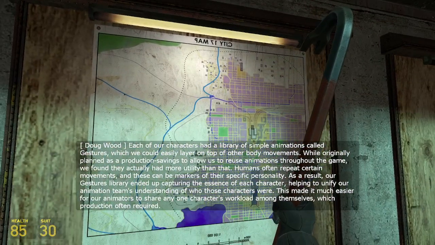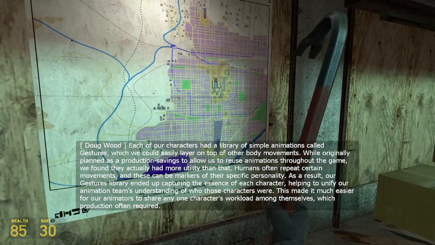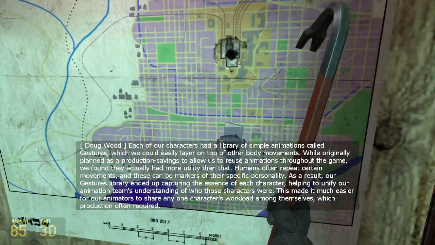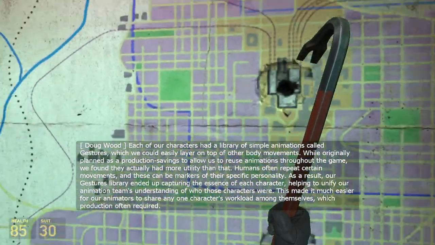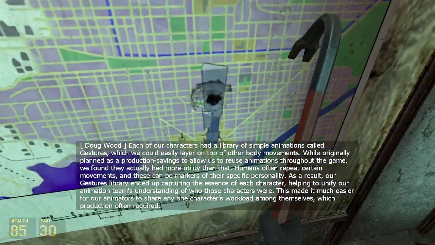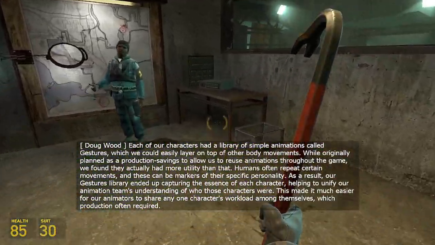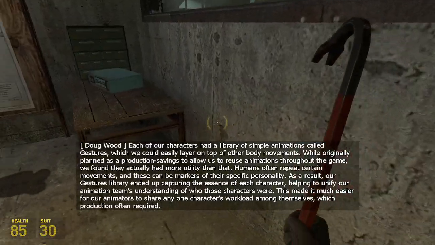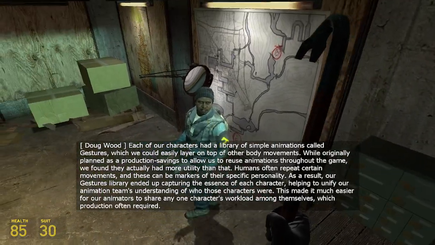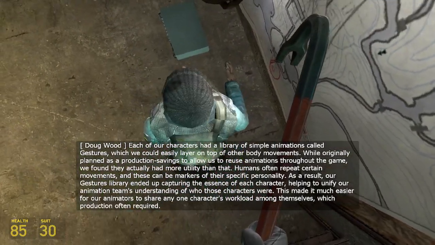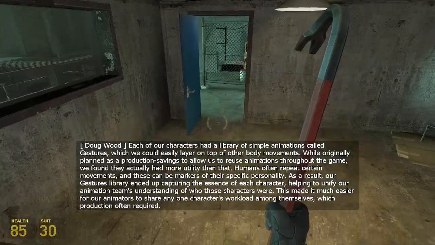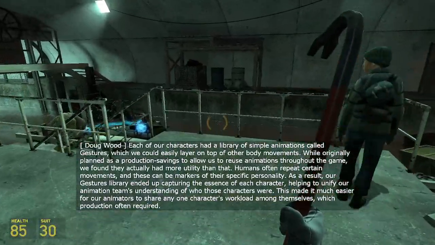Gestures. Each of our characters had a library of simple animations called gestures, which we could easily layer on top of other body movements. While originally planned as a production savings to allow us to reuse animations throughout the game, we found they actually had more utility than that. Humans often repeat certain movements, and these can be markers of a specific personality. As a result, our gestures library ended up capturing the essence of each character, helping to unify our animation team's understanding of who those characters were. This made it much easier for our animators to share any one character's workload among themselves, which production often required.